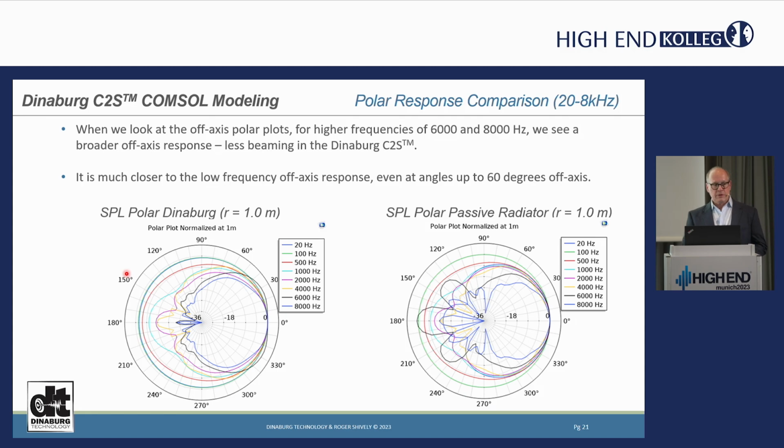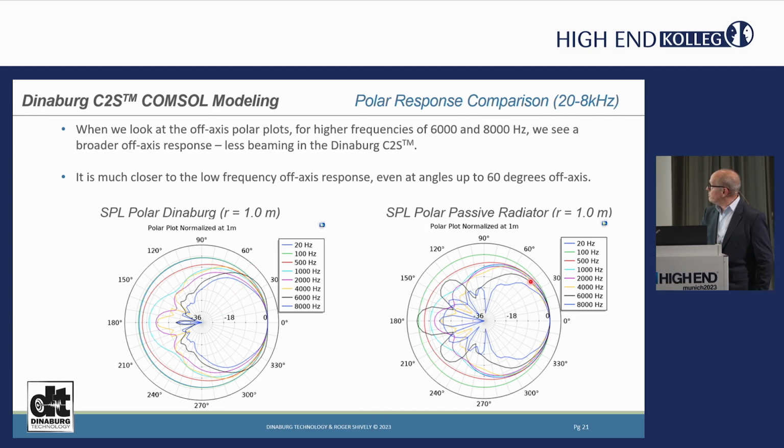This is the off-axis response, the polar response, for the Dieneberg alignment and a standard passive radiator on the rear, which we just showed you. And when we look at some of the plots here for frequencies higher than 6,800, you can see there's a broader off-axis response, meaning we have a little bit less beaming going on at these higher frequencies as compared to the standard passive radiator.